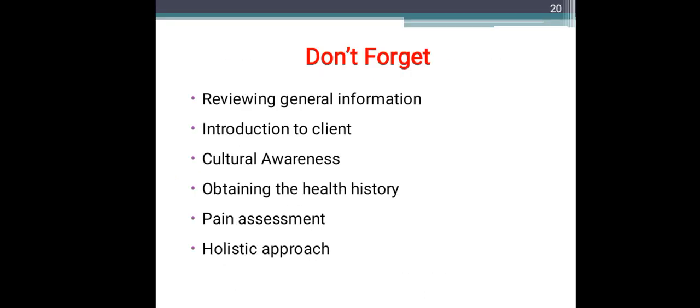Don't forget reviewing general information. Number two, introduction to client, which is the basic and major component of health assessment. Number three, cultural awareness. Number four, obtaining the health history. Number five, pain assessment. Number six, holistic approach.